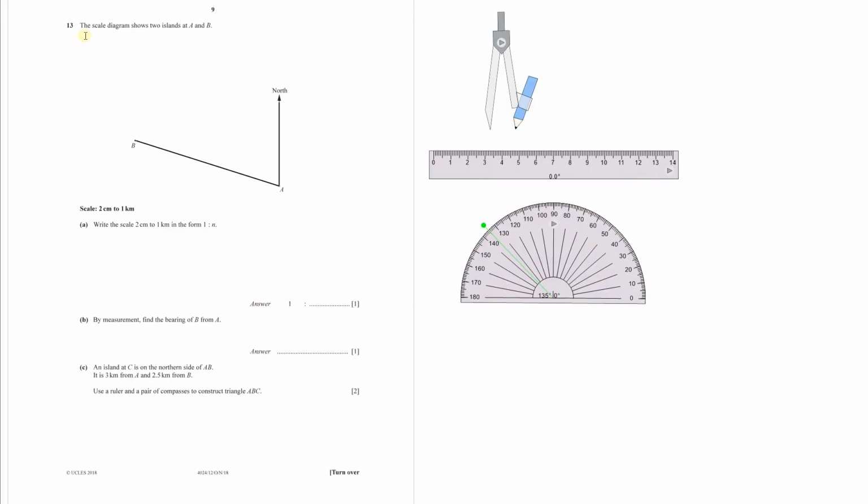So question number 13 is: the scale diagram shows two islands A and B. The scale is 2 centimeters to 1 kilometer. Write the scale 2 centimeters to 1 kilometer in the form 1:n.